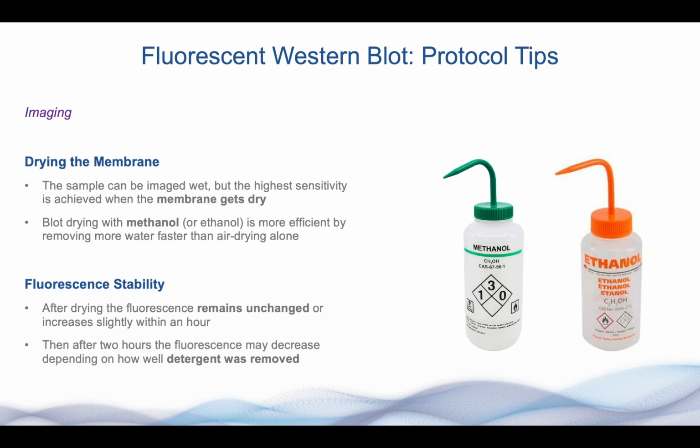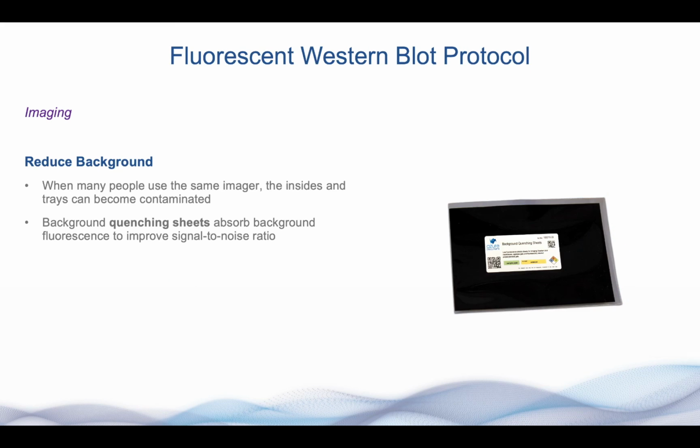And after this, because fluorescent detection works best when the membrane is dry, you can dry your membrane. Usually drying with methanol or ethanol can do this faster and removes more water than air drying alone. And when using methanol, please proceed with caution, because this is a dangerous item. Once you dry a membrane, the stability of fluorescence stays unchanged for hours. But it's important that you remove all the detergent in the previous step by washing in PBS or TBS, and this can help you keep the stability of the fluorescent signal for over months.